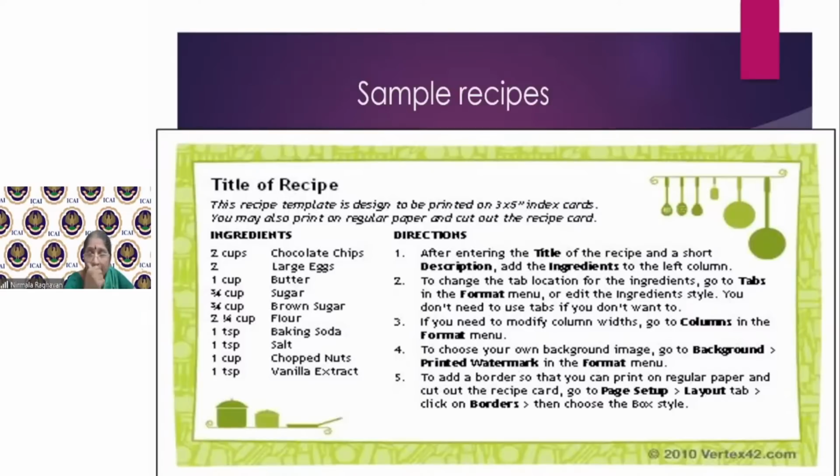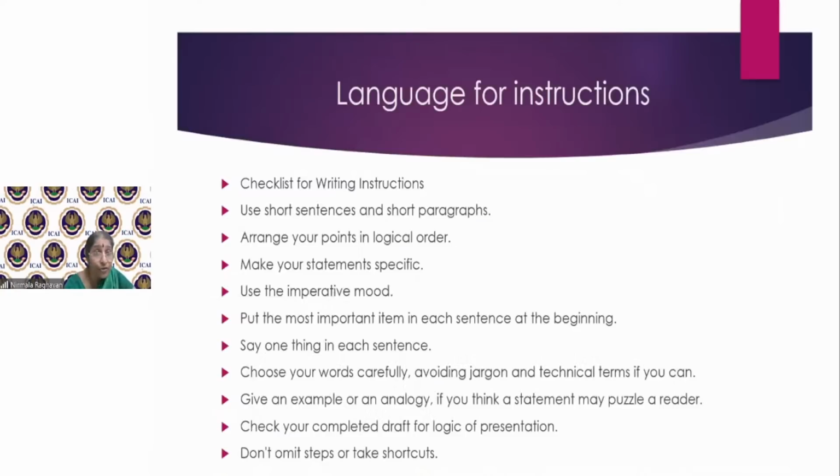So recipes have this kind of language where there are only instructions. Language for instructions. Look at this. Checklist for writing instructions. Use short sentences and short paragraphs. Arrange your points in a logical order. Make your statements specific. Use the imperative mood. I'm reading out, so don't worry if you're not able to look at the slide. These are just instructions that will help you understand how to make an active and a passive voice.